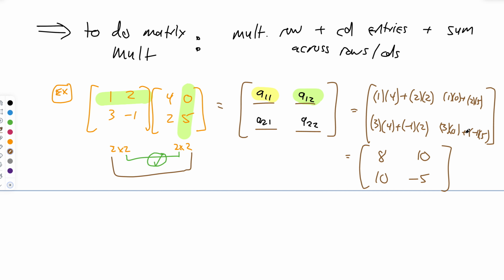Okay, again, remember, we're going kind of row by column, and we're doing the corresponding entries, right? First entry, second, third. We multiply those, we take the product, and then you sum the values. Hopefully this is making some sense.